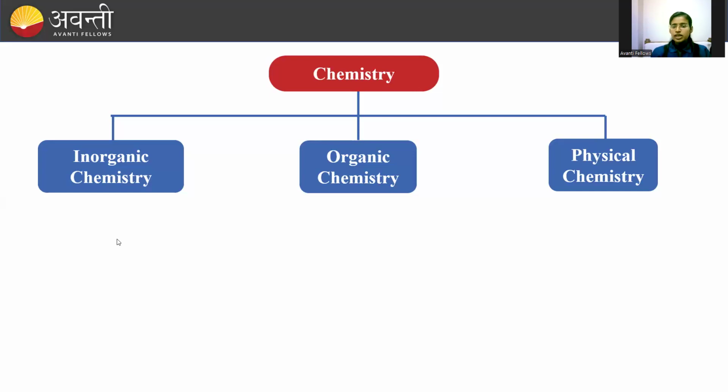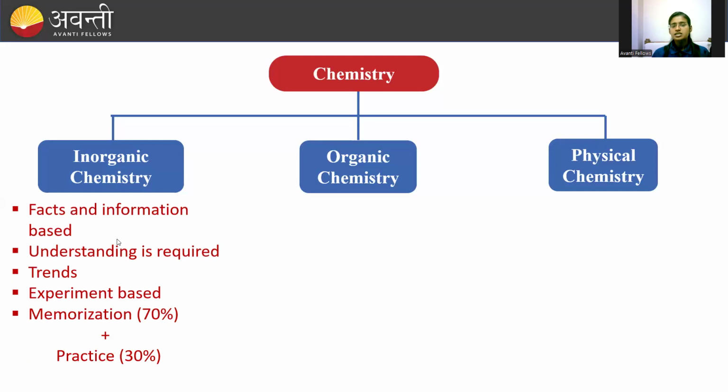So talking about inorganic chemistry, it is a facts and information based division. In inorganic, we will study many facts, many experiments, and the preparations of many compounds. Understanding is very essential and required for inorganic chemistry. Even though you study the reactions and memorize a few things, understanding is important here also. And mainly we will discuss the trends. If I take the periodic table lesson, it will come under inorganic chemistry. So there you will have periodic trends.